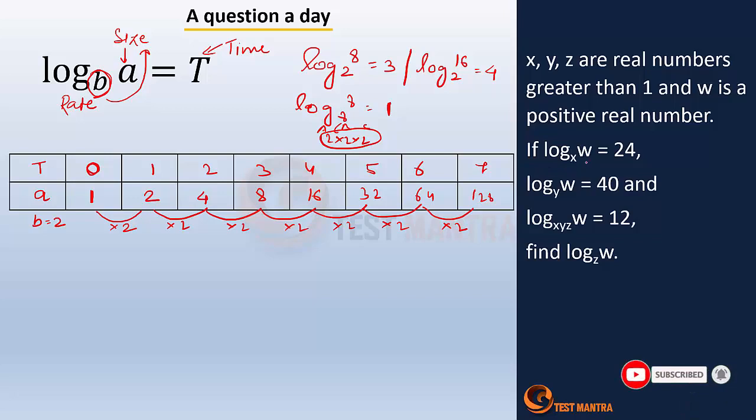Now let's move to the information here. If log w to the base x is 24, here w is the work done. I can say with an efficiency of x, a person can finish a job in 24 days. Similarly, log w to the base y is 40, so with an efficiency of y, a person can finish the job in 40 days, and all 3 working together will be able to finish the same job in 12 days. So in how many days will they be able to finish with an efficiency of z? Or else we can say there is a person x whose efficiency is x, a person y whose efficiency is y, and a person z whose efficiency is z, right?